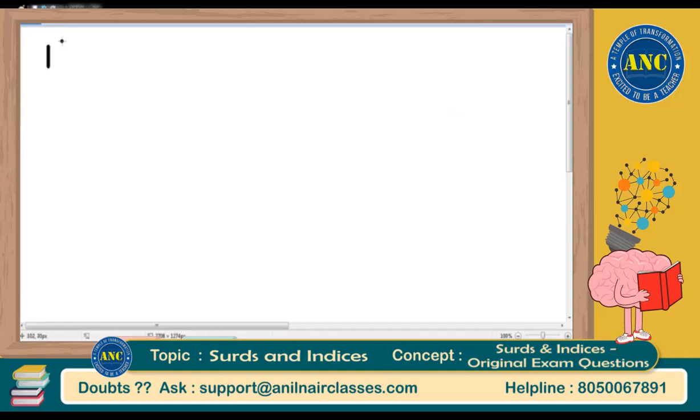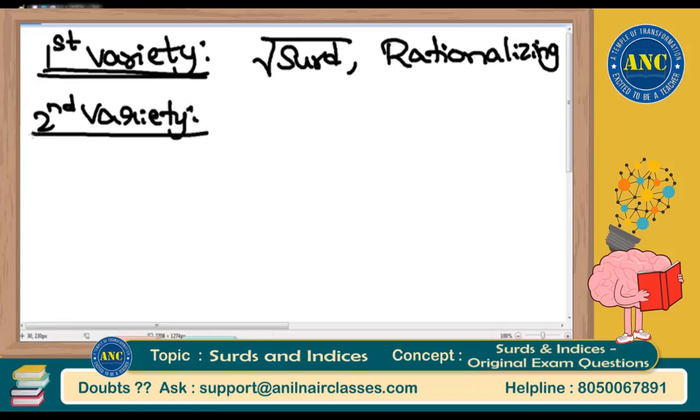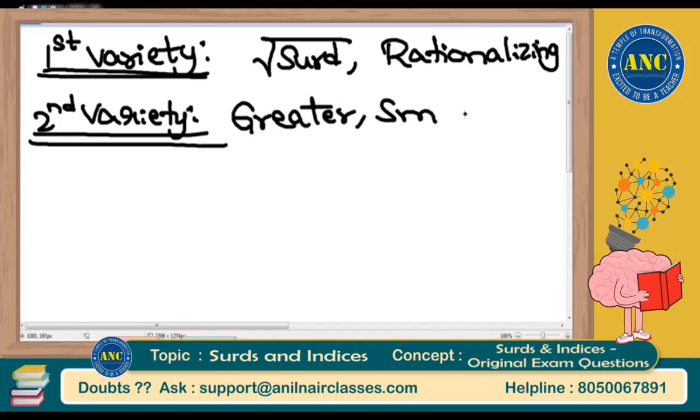Our first variety of problem solving today is based on square root of a surd and also on rationalizing the denominators, where we solved some tricky questions very fast. Second variety of questions we solved is which is greater, which is smaller, or arranging in ascending order, arranging in descending order, that kind of problem.